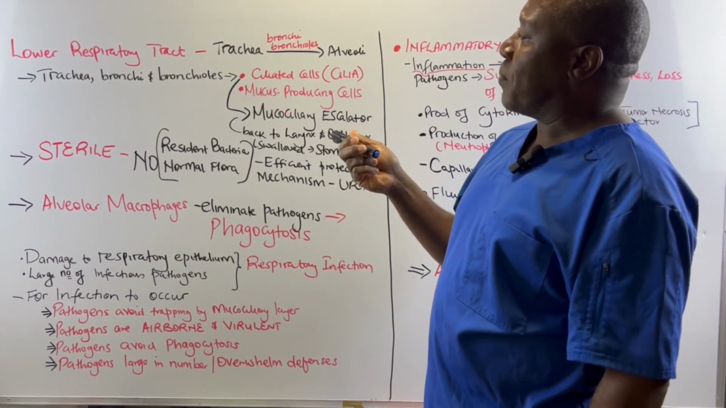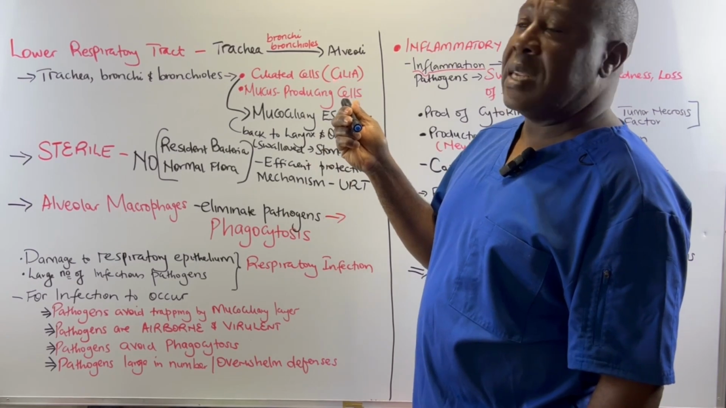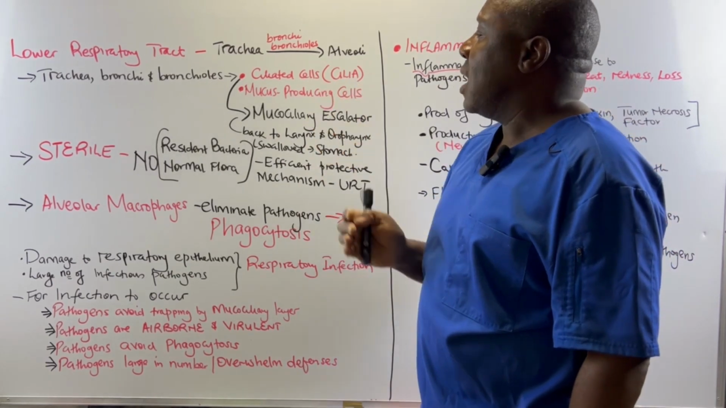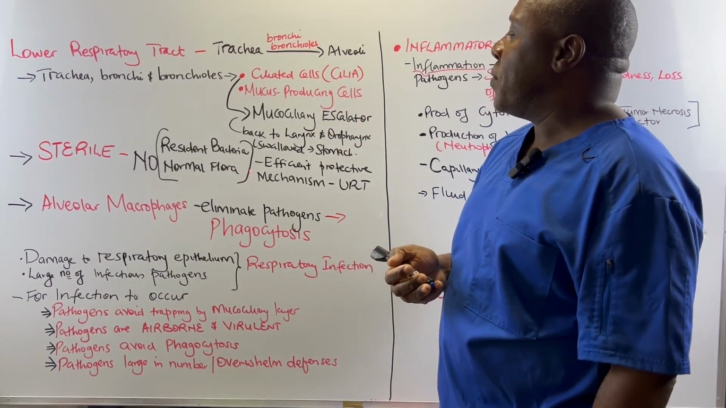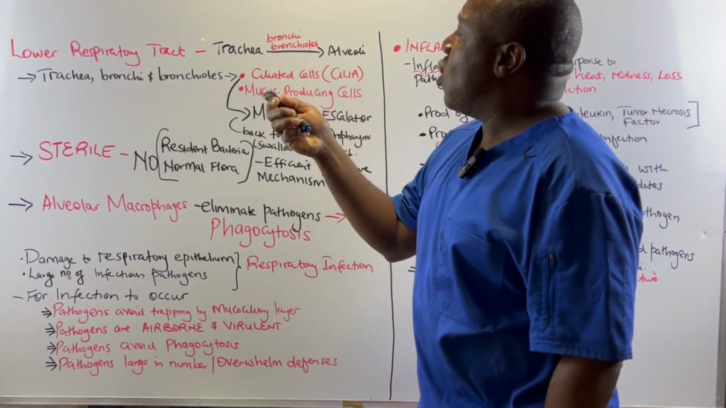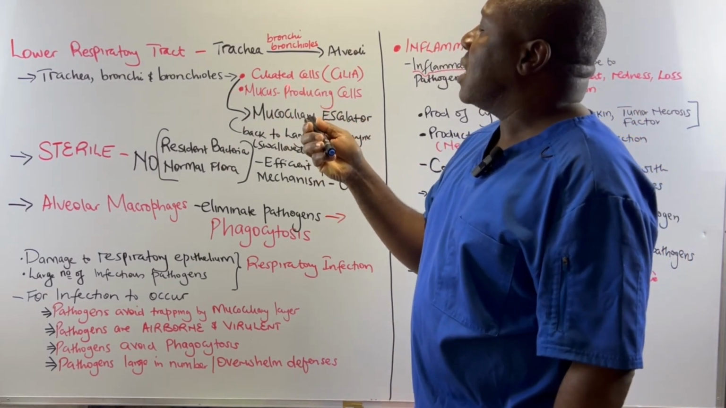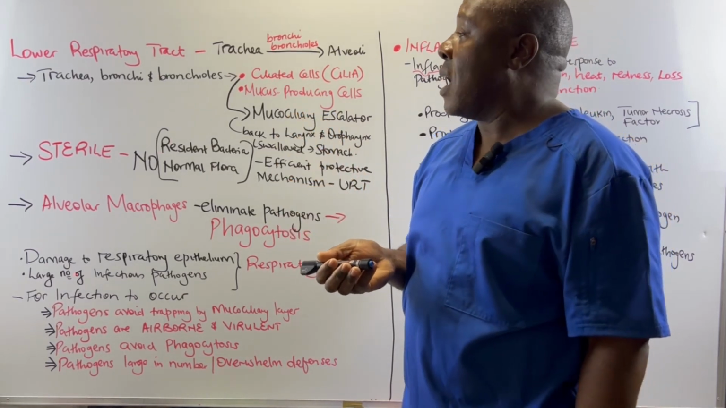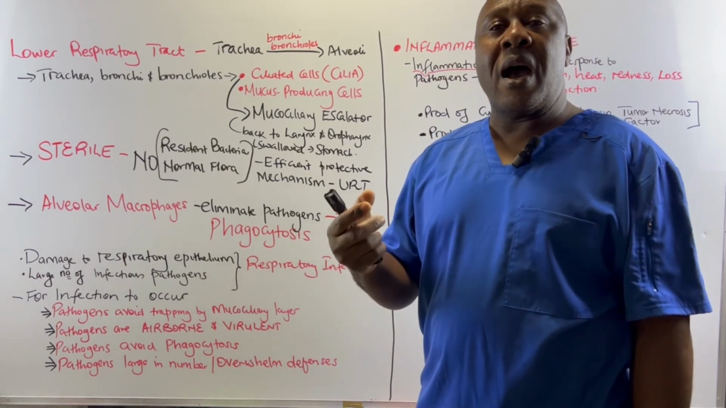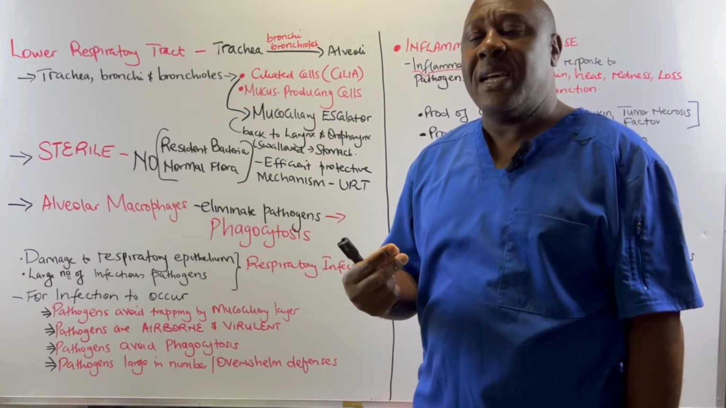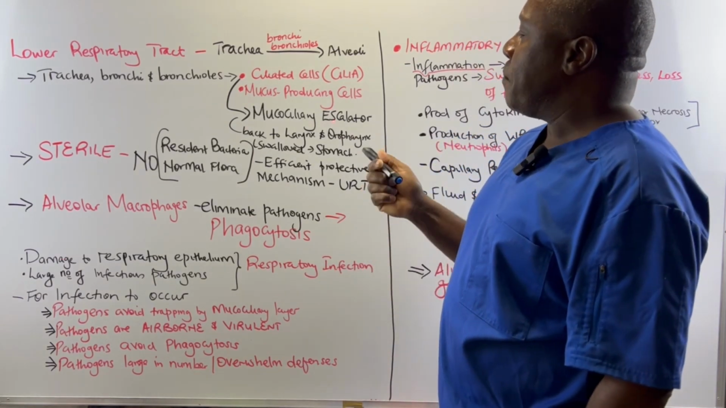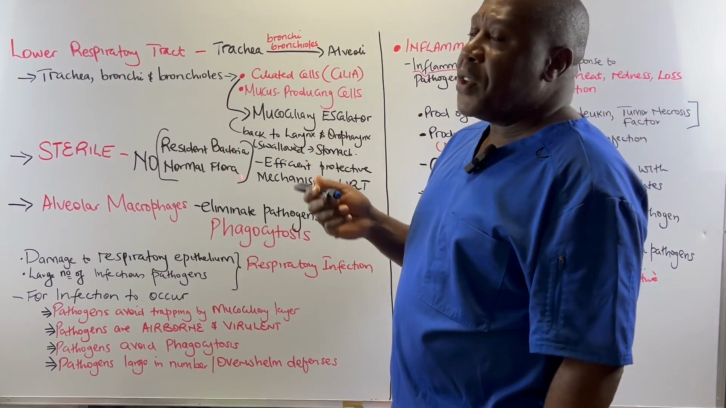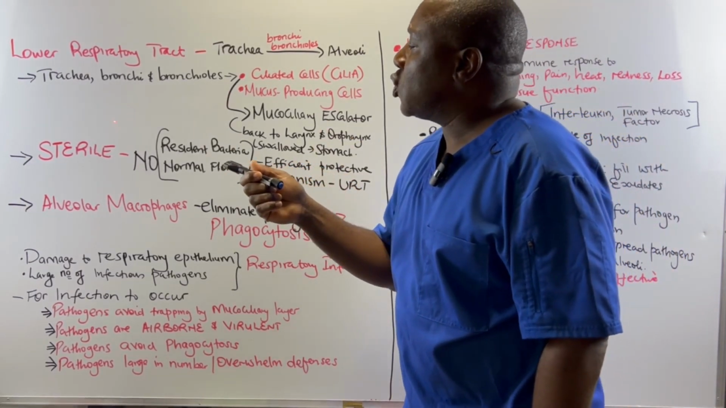So in the lower respiratory tract, we have the ciliated cells which have cilia, and the mucus producing cells which trap these particles, and all these help to prevent infection of the lower respiratory tract. And remember, this will only happen if these pathogens have avoided all those defense mechanisms which are found in the upper respiratory tract. Remember, we say the upper respiratory tract offers the first line of defense against these pathogens.